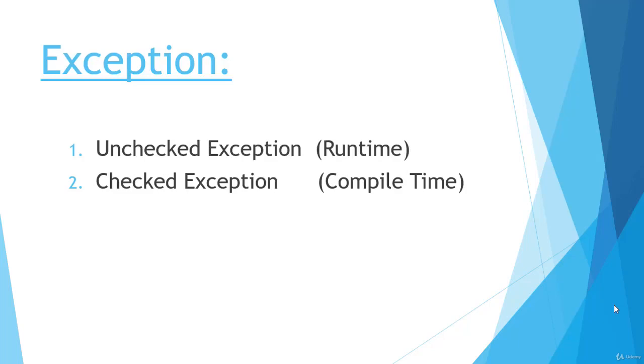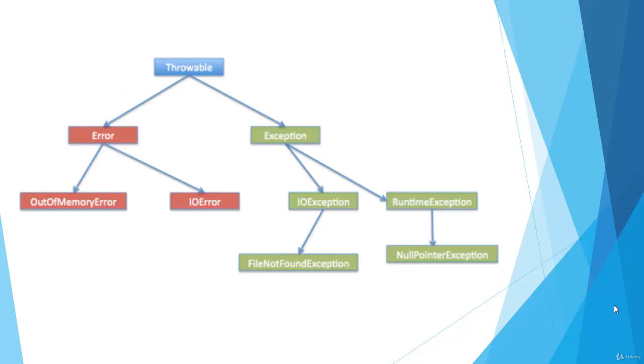Unchecked exception occurs at runtime and checked exception occurs at compile time. Unchecked means that when we are running our program and we get some exception, then we get an error on the screen. And in checked exception, the errors or the exceptions are displayed to us at compile time when we are compiling our program. So these are the two types of exception: unchecked exception and checked exception. I hope you understand.